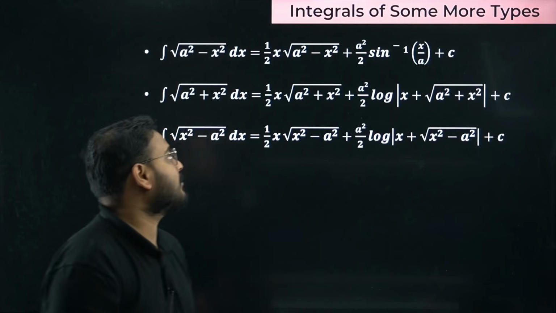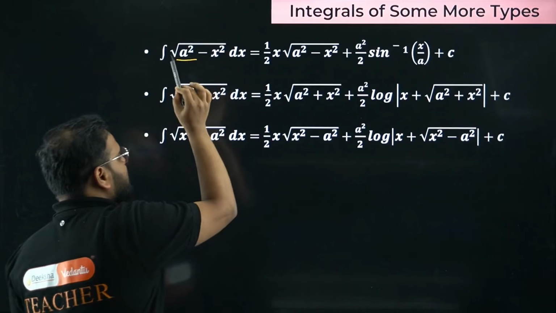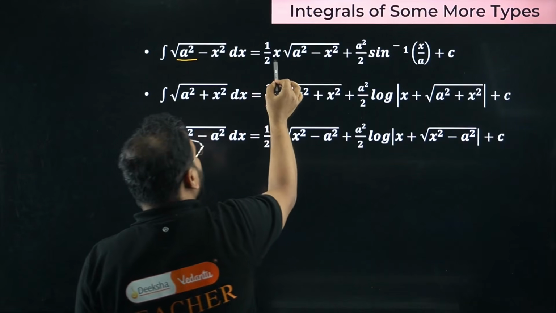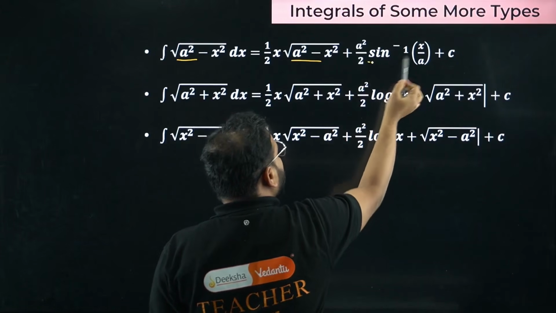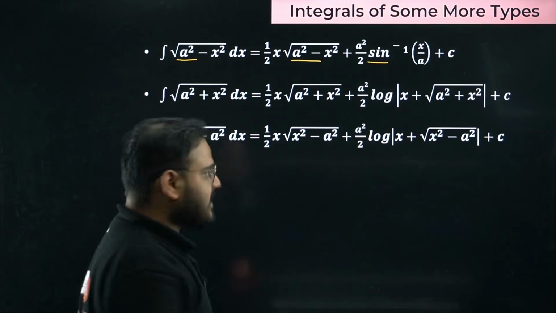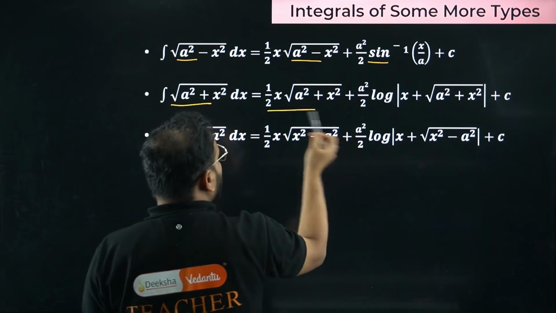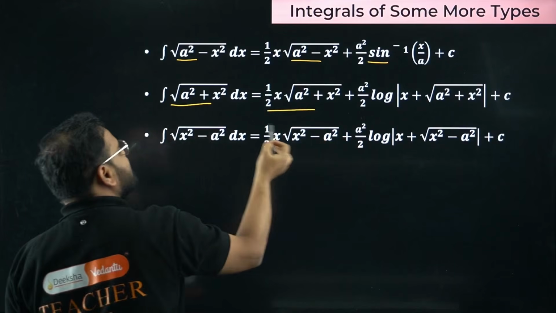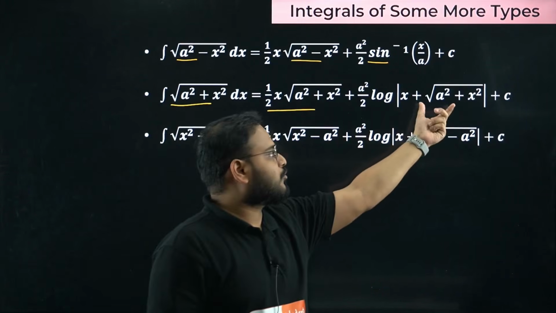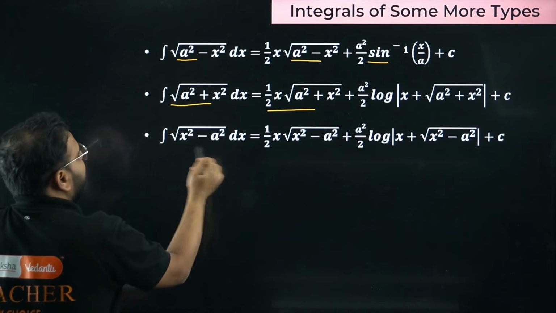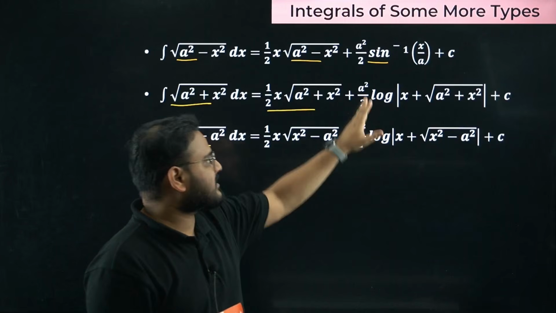This is the same thing which we have learned, no? Whenever we have in the numerator a square minus x square in the root, what do we do? We simply take 1 by 2 x, the same root will repeat, a square by 2 sin inverse of x by a. When we have the form x square minus a square, what do we do? 1 by 2 x, the same root will repeat, but this time we'll get a log part coming here. Log with x plus the same root. Same thing over here. When you have negative on this side, the same root will repeat with 1 by 2 x. This will also remain the same, a square by 2.